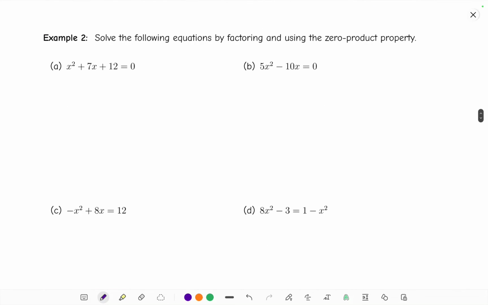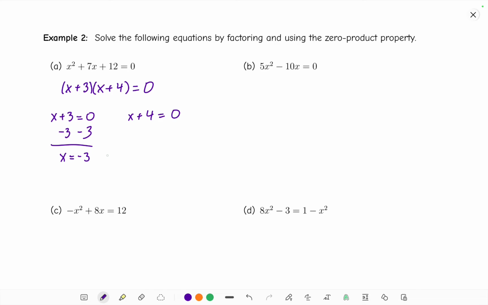Example 2, solve the following equations by factoring and using the zero product property. Okay, so this one can be factored into x plus 3, x plus 4, because 3 times 4 is 12 and 3 plus 4 is 7. After you have it factored, you take each one equal to 0, and then solve them. So x equals -3, or x equals -4.